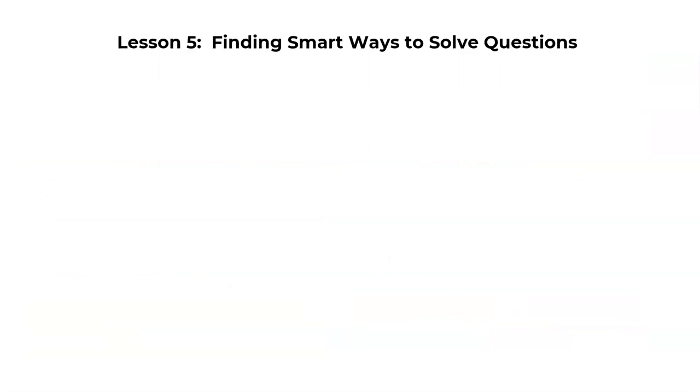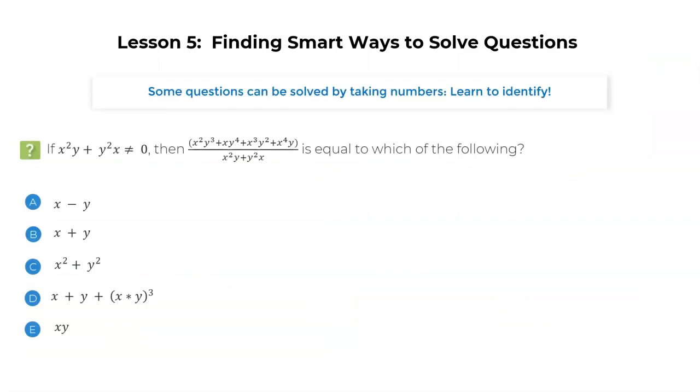Okay, let's take another question to solidify this learning. Now here's another question which is based on algebra, and here you can clearly see that you've been given an expression which looks scary, right? X squared y cube, x y to the power 4, and so on and so forth, and you need to find out this expression is equal to which of the following 5 options.